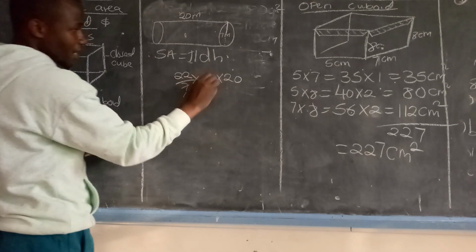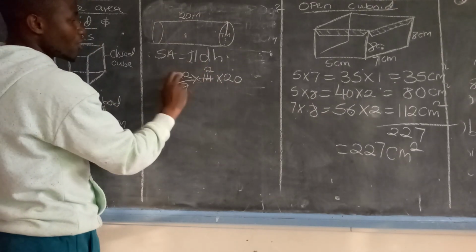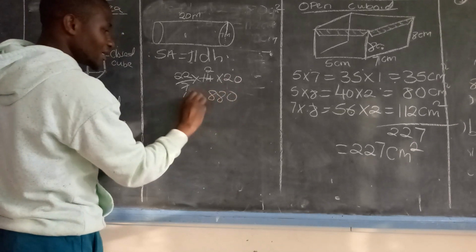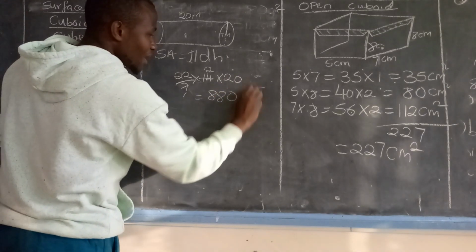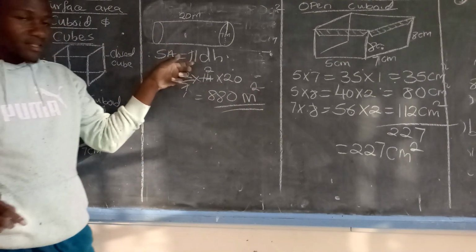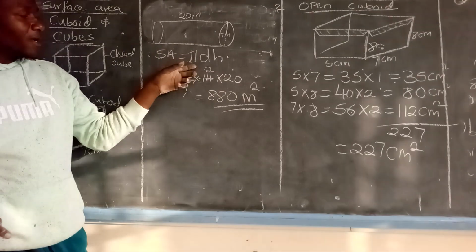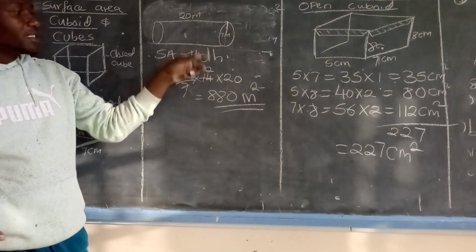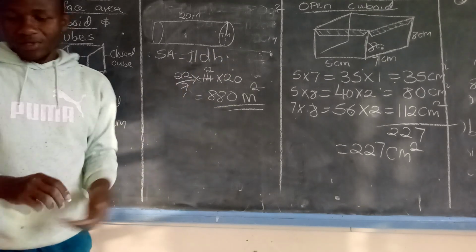22/7 times 14: by here 1, by here 2, here will be 44. 44 multiplied by 20 is 880 meter square. So if you want to find the surface area of a pipe, this is the format. It is pi dh, as simple as that.